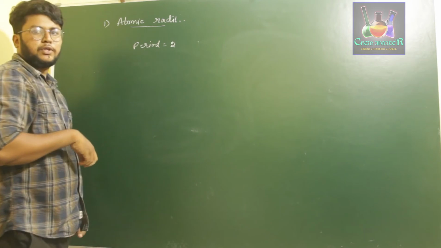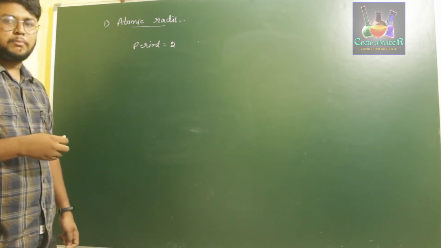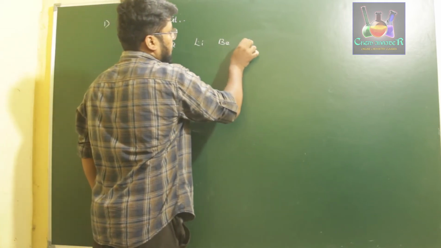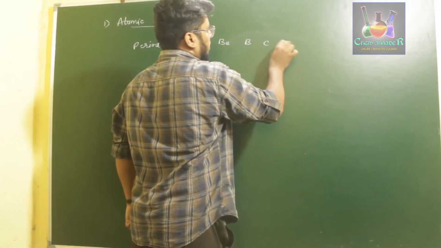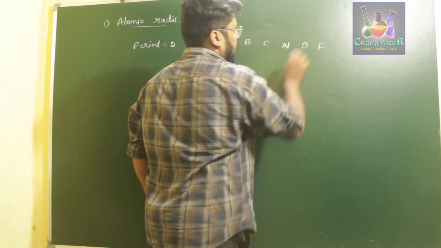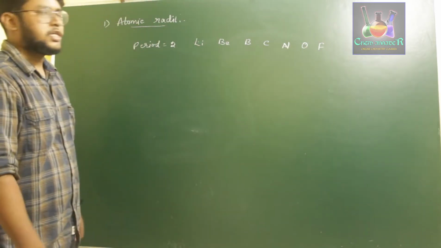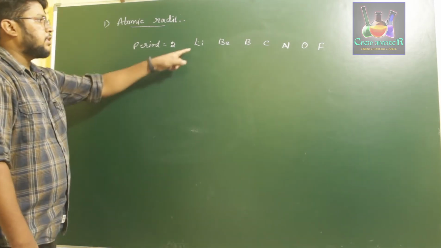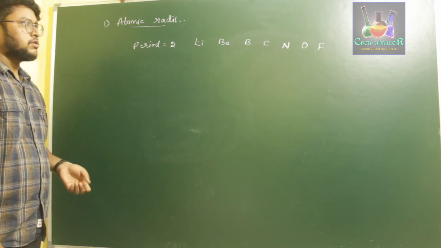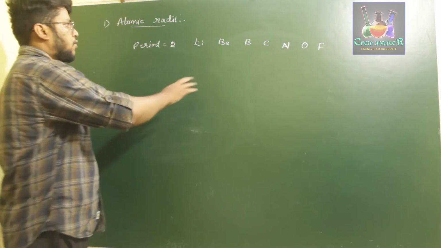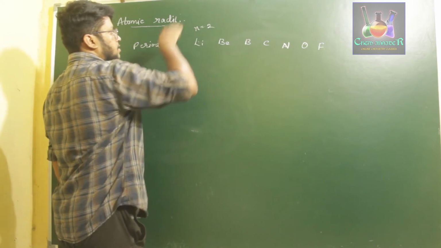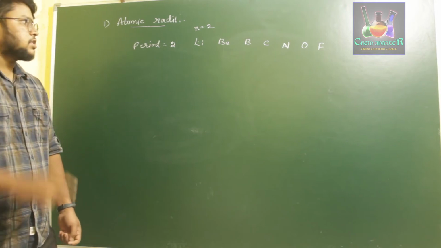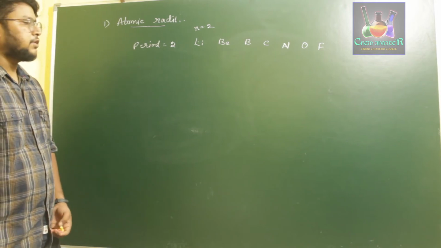That is principal quantum number 2. We have the elements lithium, beryllium, boron, carbon, nitrogen, oxygen and fluorine. We won't consider noble gases for the changes in the trends. We'll just consider non-noble gas elements. These all have shell value n equal to 2, so the electrons entering these elements will be entering the L shell.